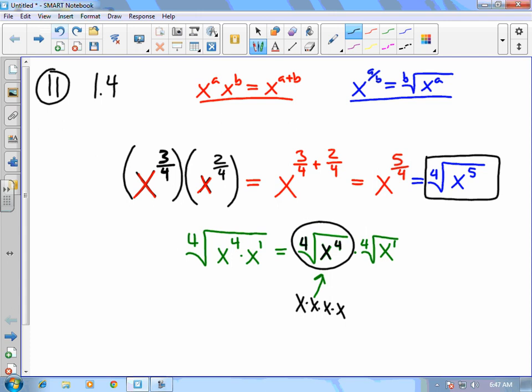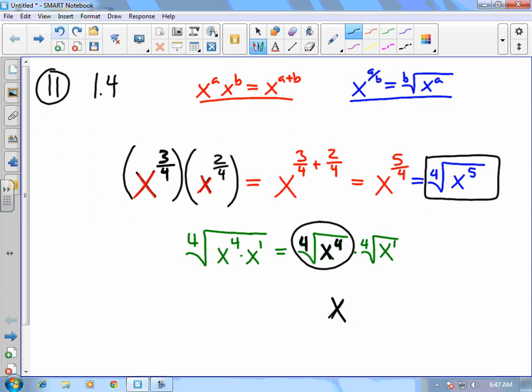And so the 4th root of x to the 4th, just like the square root of something squared, the square and the square root cancel each other out. The 4th root and the 4th power here are going to cancel each other out, and we'll be left with just an x. So the 4th root of x to the 4th is x, because x times itself 4 times will get me the x to the 4th that I am looking for there.